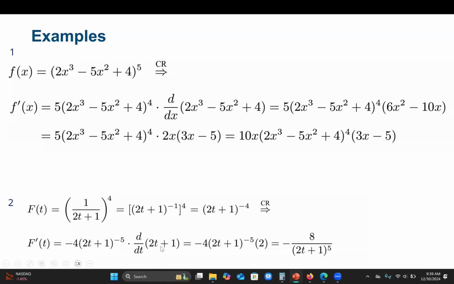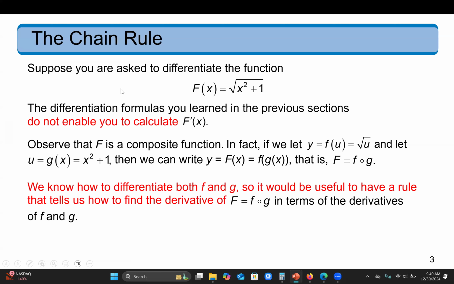Then the derivative of 2t plus 1 will give us 2. So our final solution will be negative 4 times (2t plus 1) to the power negative 5 times 2, which will give us negative 8. We can change the negative 5 to a positive exponent by bringing 2t plus 1 down as a denominator. So the final answer will be 8 over (2t plus 1) to the power 5, and it's negative.